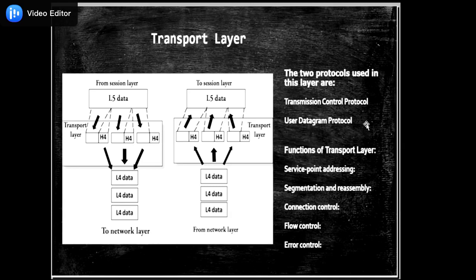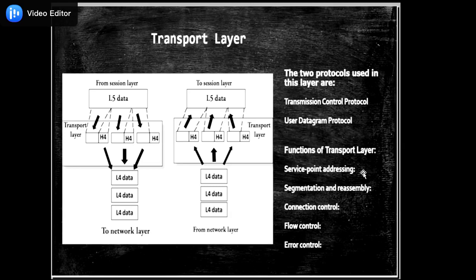Then what are the functions provided by the transport layer? They are service point addressing, segmentation and reassembly, connection control, flow control and error control. First, we discuss service point addressing. Computers run several programs simultaneously.